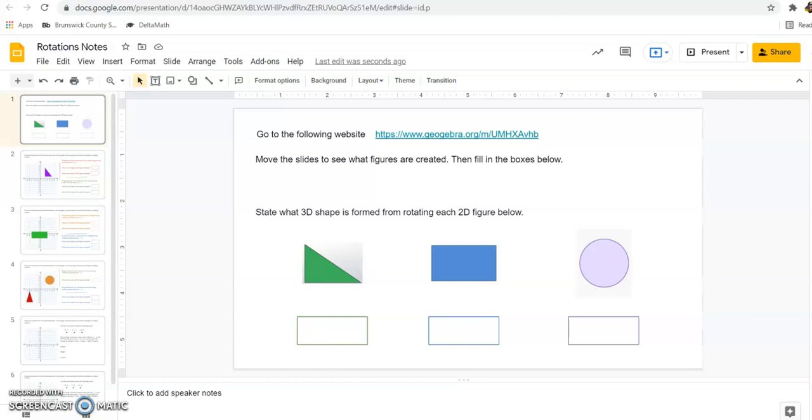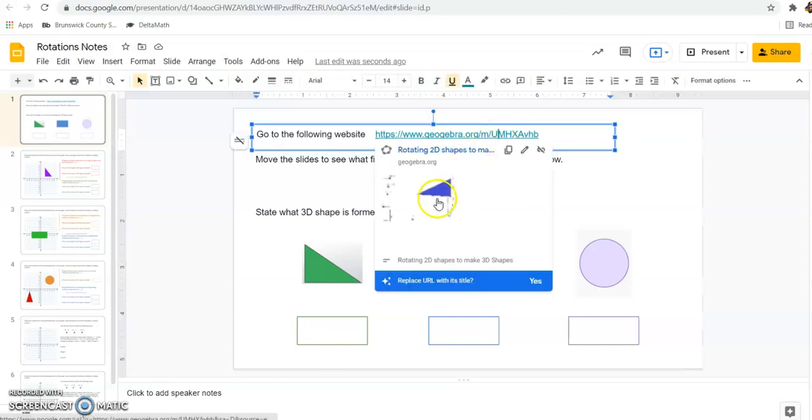Hey guys, today we are doing rotations. More specifically, we are rotating 2D shapes to make 3D shapes. So if you will go ahead and open up your Google Slides for today, there is a link at the top.